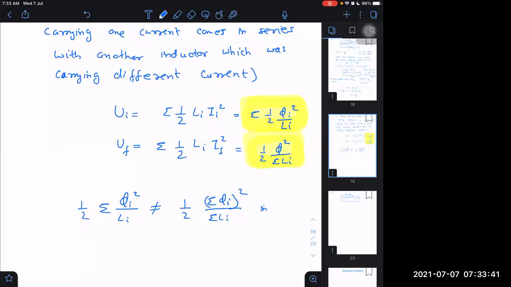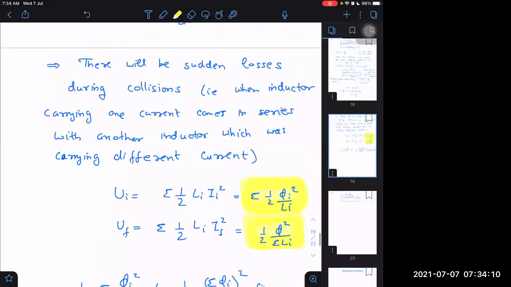By splitting sigma, we can't get the same sigma. In general, these will not be equal. They will be equal only if all individual currents are equal, and not only equal, the currents should be in the same direction also. Direction is also important. Otherwise, there will be losses. So the main idea is that there will be certain losses.